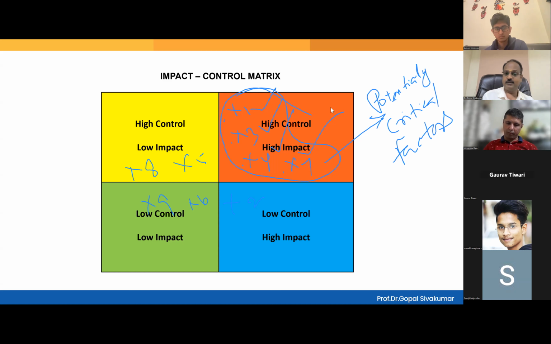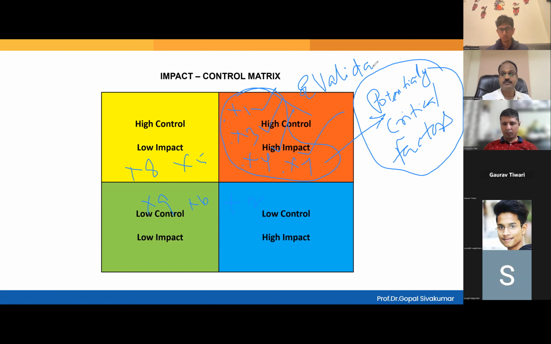Okay. Thank you so much. But anyway, we are giving importance to both. We are giving four quadrants. In one quadrant, we have high impact, low impact. Similarly, in the other two quadrants, we have high control and low control. So we are balancing it. But finally, we will consider the first quadrant, which is high impact, high control, as the potentially critical factor. These will be considered for validation. Yeah, that's okay.